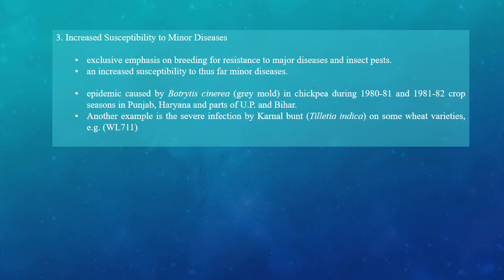Then there may be increased susceptibility in the minor diseases. That means those diseases which were minor previously, but now they are very much dominating. We can see that in the case of Botrytis cinerea, the gray mold in chickpea, which developed in 1980 to 1981 and 1981 to 1982. In Punjab, Haryana, and parts of UP and Bihar, this was previously supposed to be a minor disease, and we had not emphasized it much.